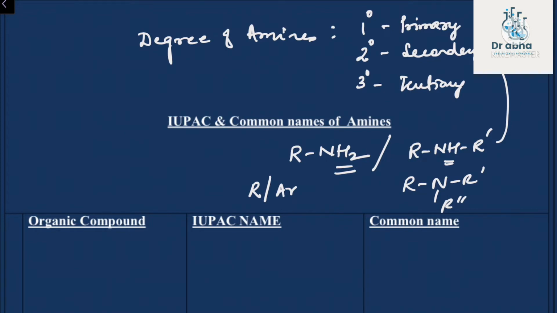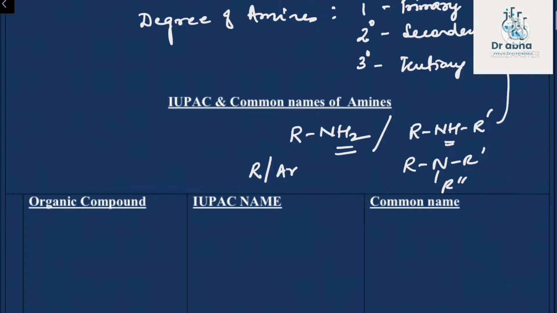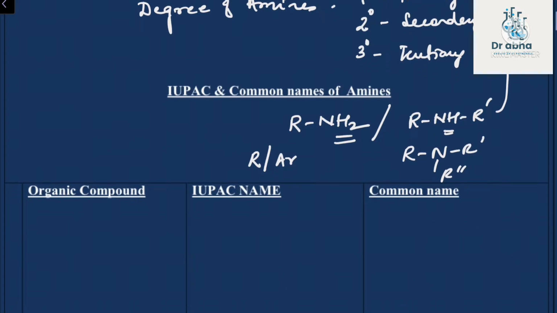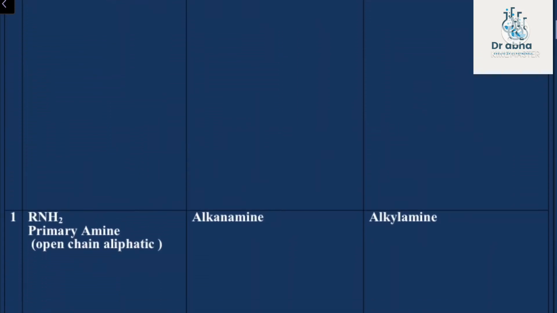So nitrogen with 2 hydrogen, 1 degree amine. Nitrogen with 1 hydrogen, secondary amine. And nitrogen with no hydrogen, that is all alkyl groups, will be tertiary amine. Okay, so I made a table. We start with the primary amine.